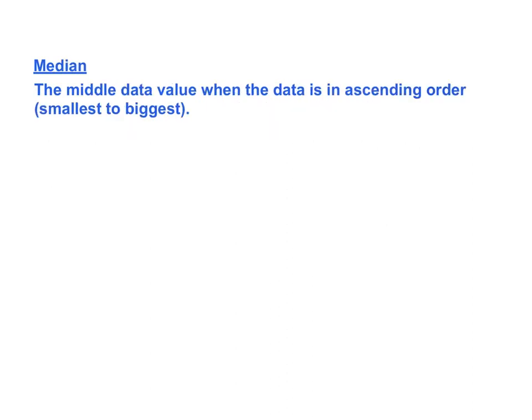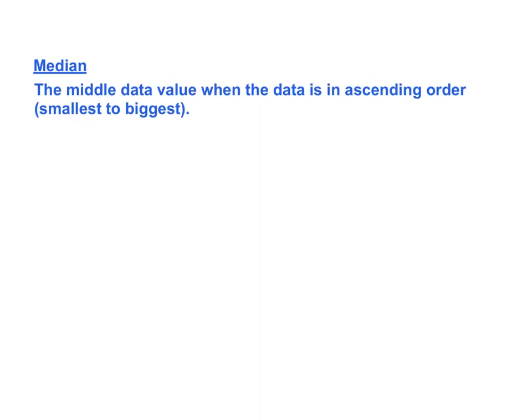So the median is the middle data value when the data is in ascending order, smallest to biggest. If it's not in ascending order, you have to put it in ascending order. One of the common mistakes that happens with the median is people just pick the middle number without paying attention to whether or not the numbers are in order. Okay, if they're not in order, you've got to put them in order first before you choose the middle number.